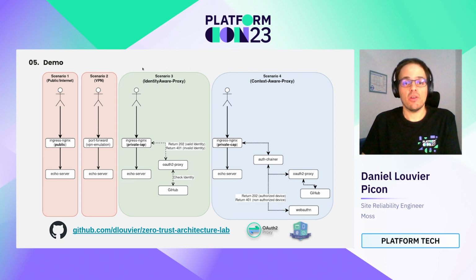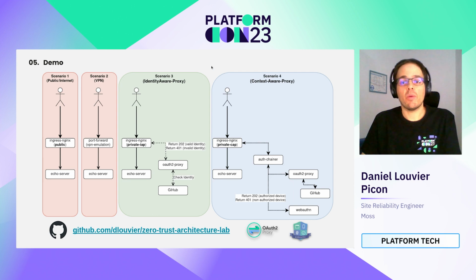For the third scenario, I will be using an identity-aware proxy. This scenario is going to be using a special annotation in Ingress NGINX, which is asking, before forwarding the request to the service, an external auth server, which is going to be auth proxy, to validate the identity against GitHub. And if the identity is correct, it will return and see that the request is valid, and then it's going to let it go through.